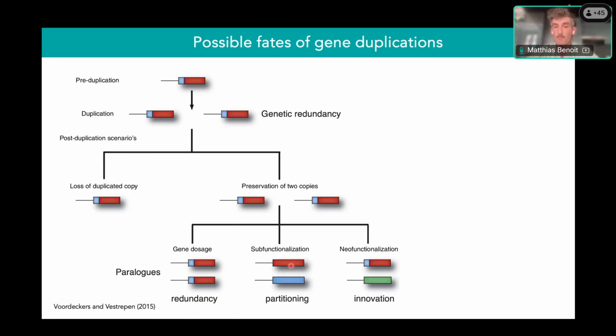There could be some partitioning of the ancestral function of the originally duplicated gene, with the new copy taking charge of some specific functions that were associated with the ancestral copy. Or we have cases of neofunctionalization, where there is innovation in the function of the duplicated copy, and it gains new functions that were not present in the ancestral copy. So the fate of duplication can be extremely diverse, as you see.